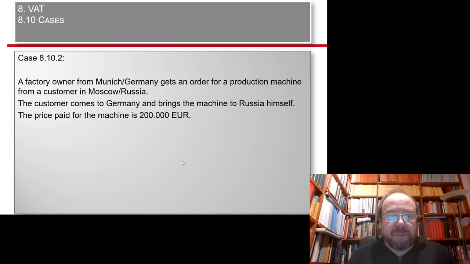Now, case 2. A factory owner from Munich, Germany gets an order for a production machine from a customer in Moscow in Russia, and the customer comes to Germany and brings the machine to Russia himself. The price paid for the machine is €200,000. How is that case to be treated under VAT law? That's a question, ladies and gentlemen, and we should deal with that immediately.